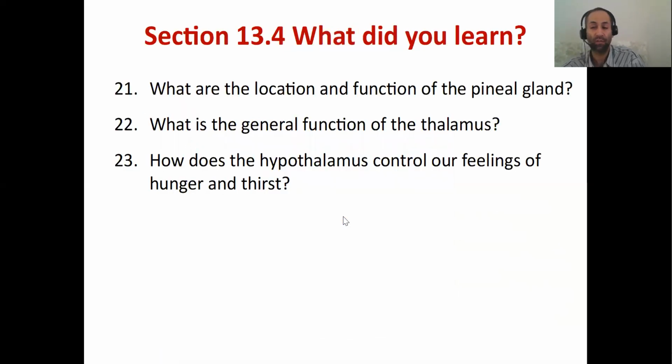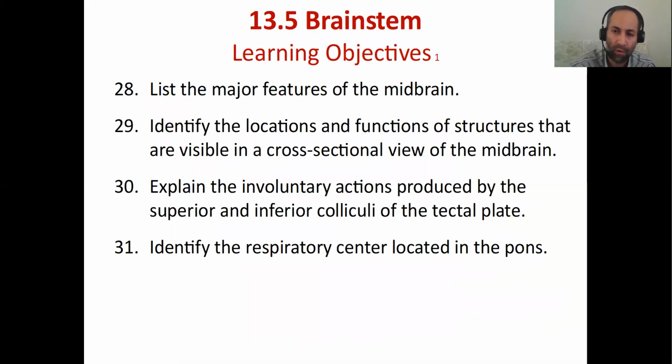So the location and function of the pineal gland, just posterior to the hypothalamus. Function, it releases melatonin. General function of the thalamus, post office of the brain. How does the hypothalamus control our feelings of hunger and thirst? It tells you when to stop and not to overeat, and when to eat a little bit more, right? Same with your thirst.